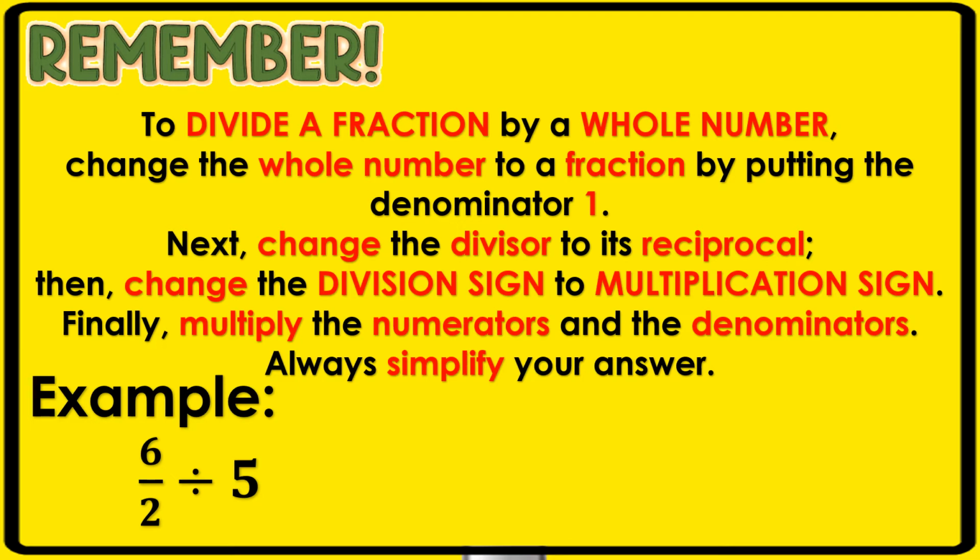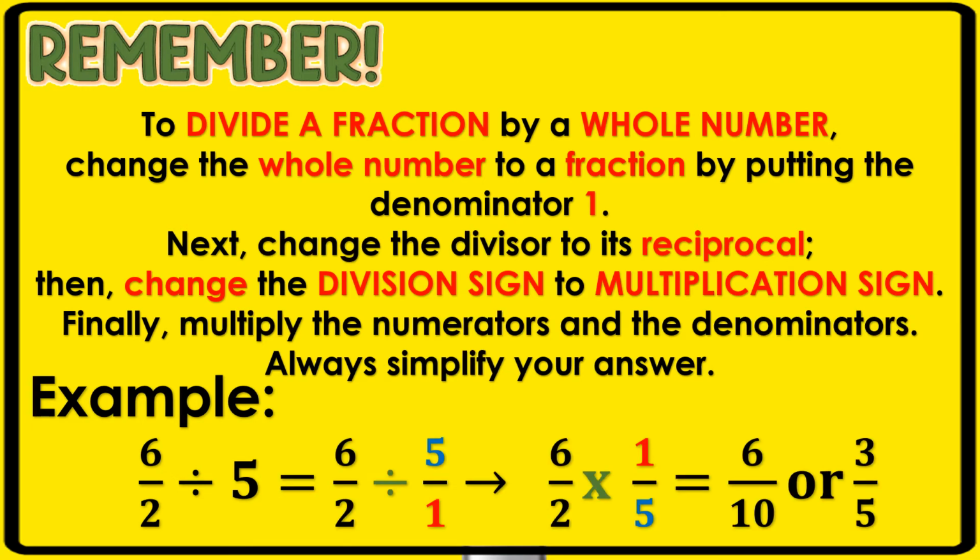Example, 6/2 divided by 5. 5 becomes 5/1. So we have 6/2 divided by 5/1. Then 6/2 times 1/5. 1/5 because we had the reciprocal of 5/1, which is 1/5. The division sign becomes the multiplication sign. So 6/2 times 1/5 equals 6/10 or 3/5.